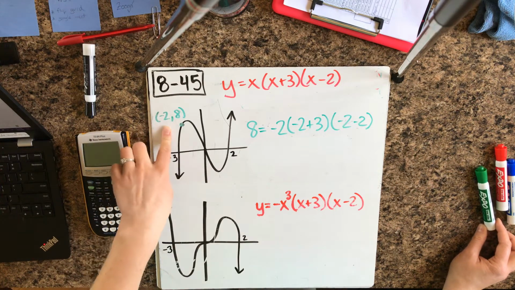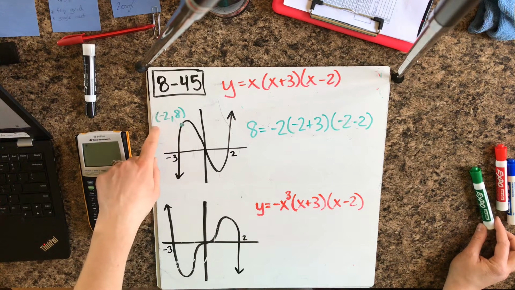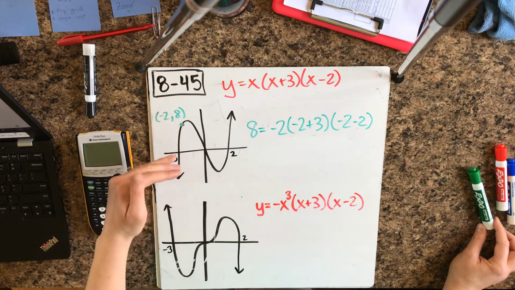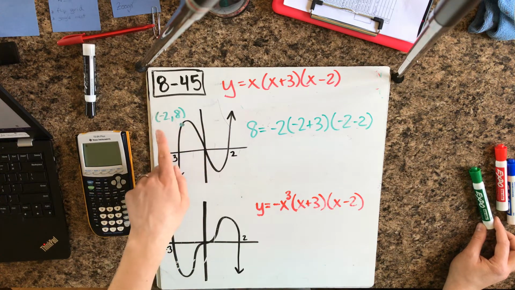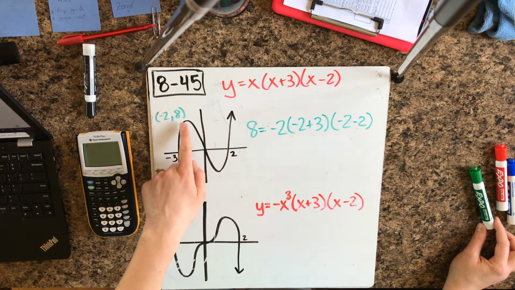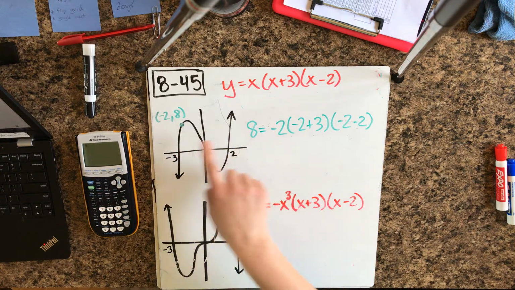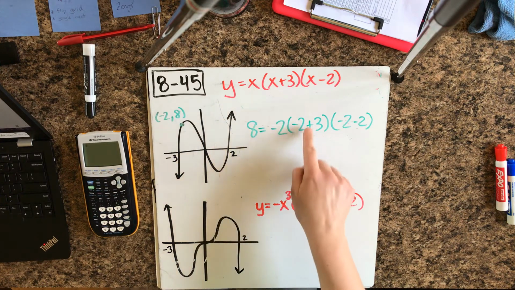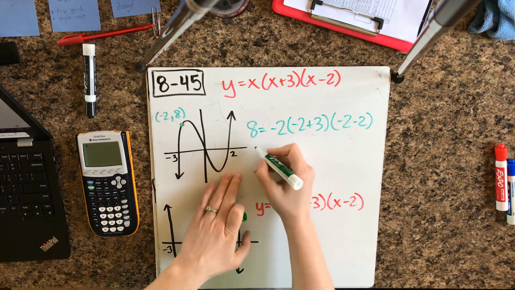So in this case, you probably didn't notice this, and that's okay, but in part A, they actually gave you an ordered pair other than just the x-intercepts at negative 2, 8. And we know that negative 2 represents x and 8 represents y. So if I plug in 8 for y, and I plug in negative 2 every time I see an x, I can see, is my equation correct or not?